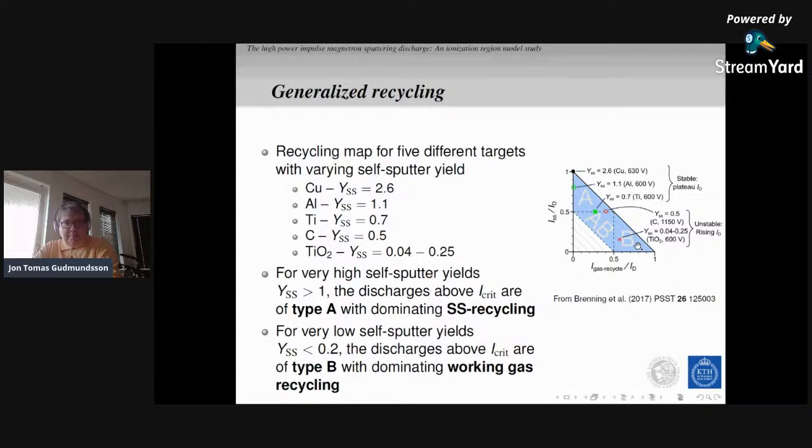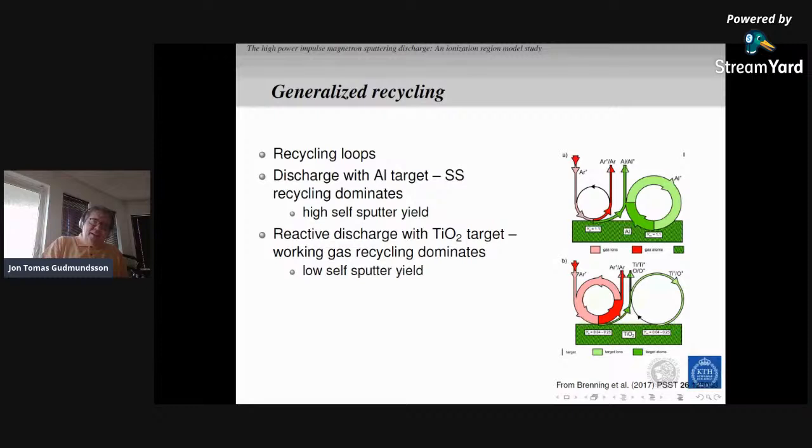We can take this further into what we call recycling loops. The upper case here is the aluminum case, where the argon does not contribute very much to the total discharge current. Most of the discharge current is due to recycling of the aluminum. As we see here, the aluminum circle is much wider than the one for argon. And the lower one shows the titanium oxide, where argon plays the dominant role, and the titanium plus and O plus play a smaller role. So the upper curve shows the high self-sputter yield. The lower one shows the low self-sputter yield.